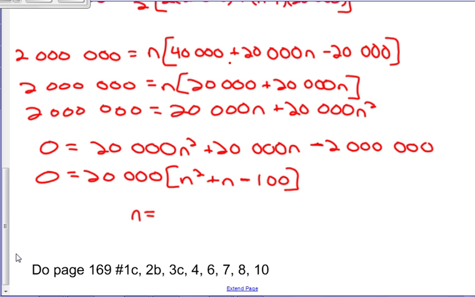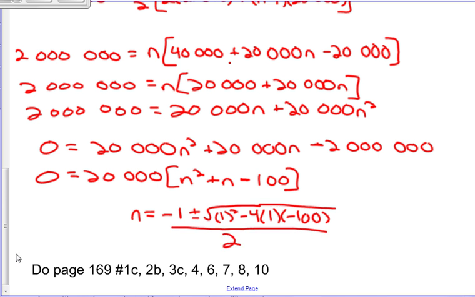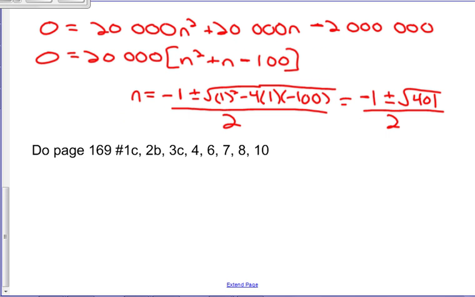Then we go to the quadratic formula, which is negative b plus or minus the square root of b squared minus 4ac, all over 2a. So take my word here, that's 401 that we're taking the square root of, all over 2. If I did the negative, I'd end up with a negative n value, which doesn't make any sense at all. So why don't I just do the positive one, which would be negative 1 plus root 401 over 2.